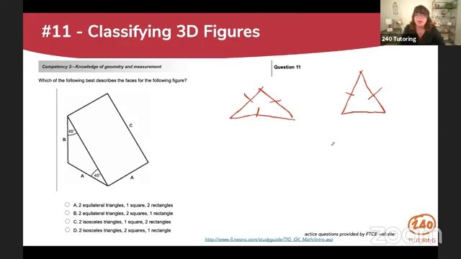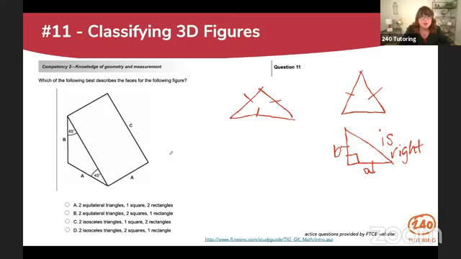Now, I want to point out that you can have an isosceles right triangle. So basically, that would be a triangle with a right angle where A and B are equal, where these two are equal, and our hypotenuse, or the other side, the long side, is different. Okay, so this would be considered an isosceles right triangle. All right, so once you know that, you can reason your way through this question. So it says two equilateral triangles. Well, I can see my triangles exist right here.